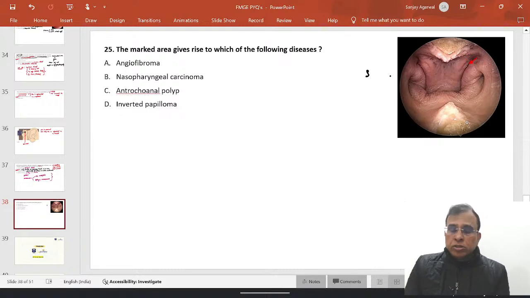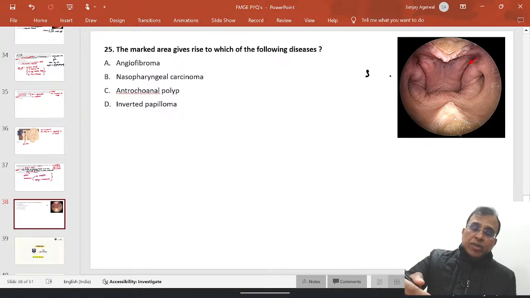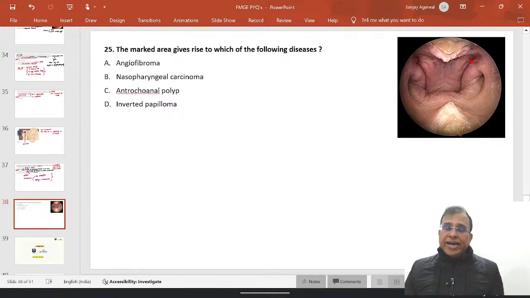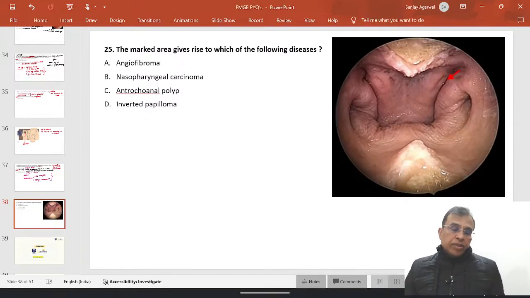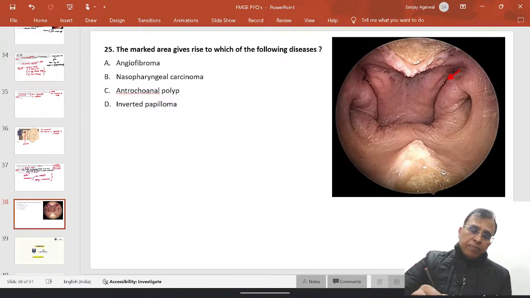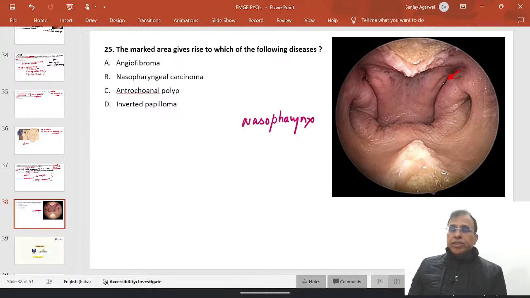And then we took question number 25. Now, this is a very, very popular image. So this is the image they are asking you, that this marked area, you can see the red arrow. Which of the following diseases happen in this area? Now, this is an image of the nasopharynx. This is the first thing that you must be able to identify. In this particular case, there is no hint to suggest that it is the nasopharynx. You only have to identify it by looking at the image.